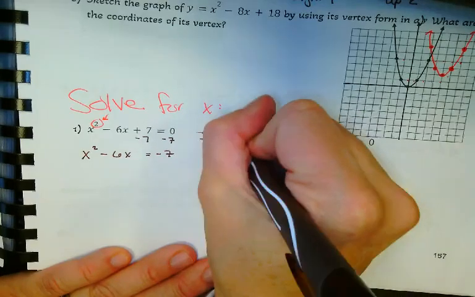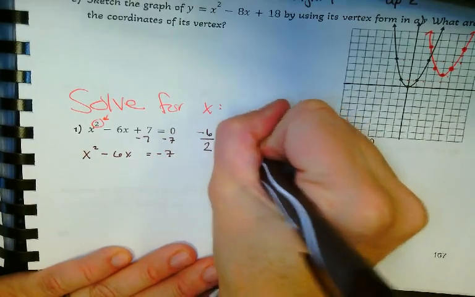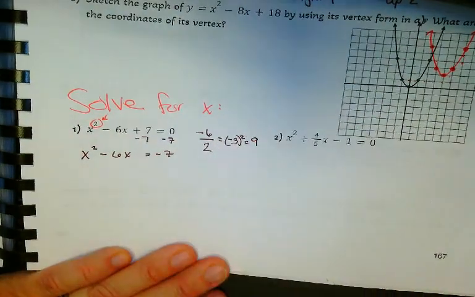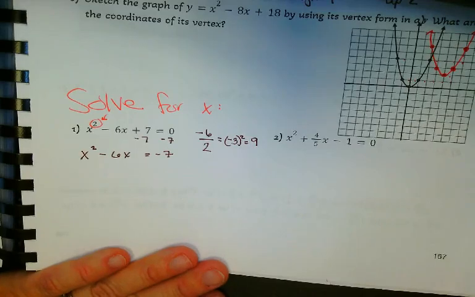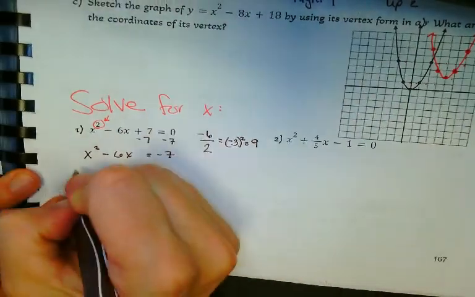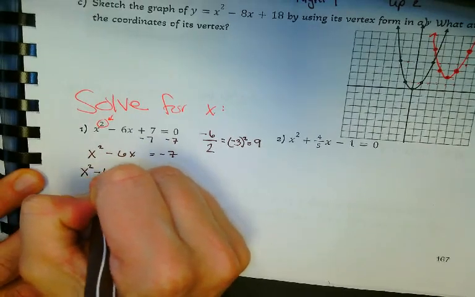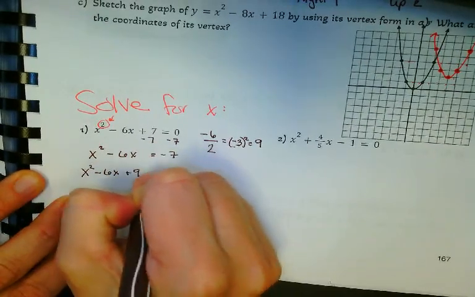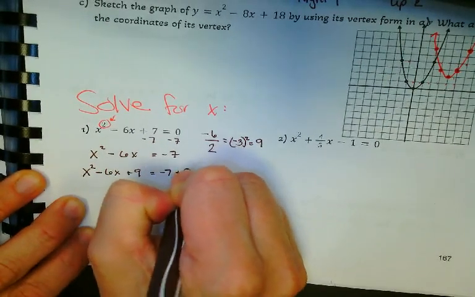-6 cut in half is -3. Wrap it up, square it. I should get a +9. Okay, so I'm taking the b term, cutting it in half, squaring it. Now we add that to both sides. So x squared minus 6x plus 9 is -7 plus 9.